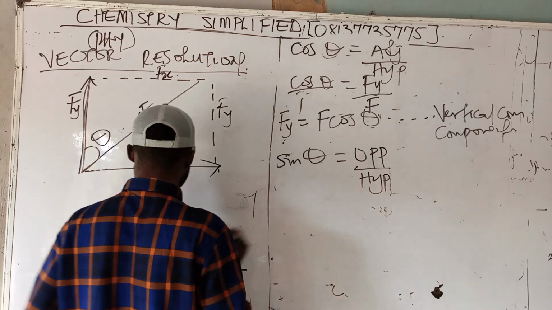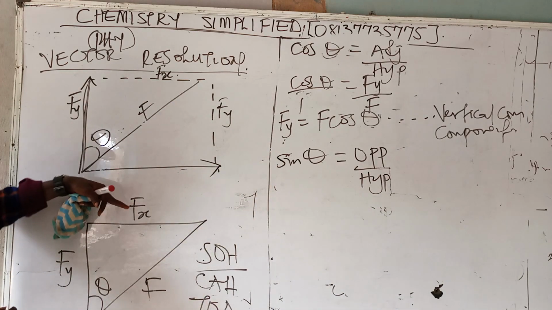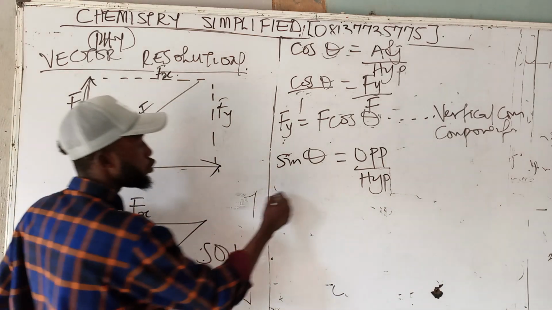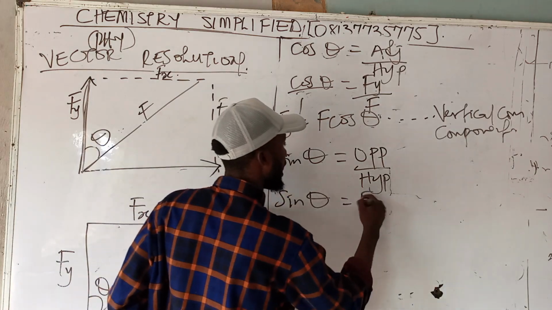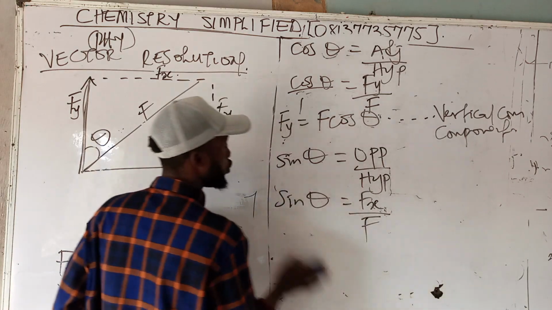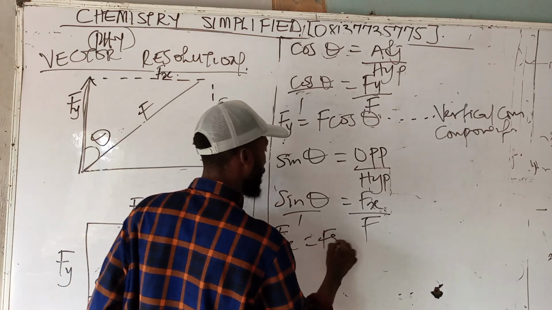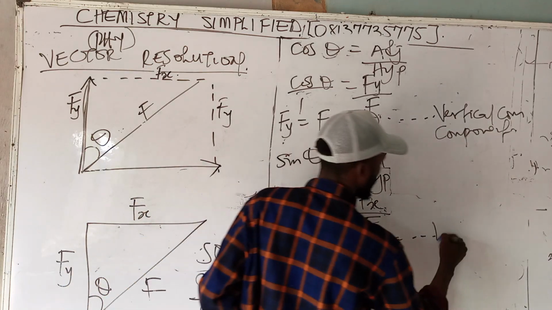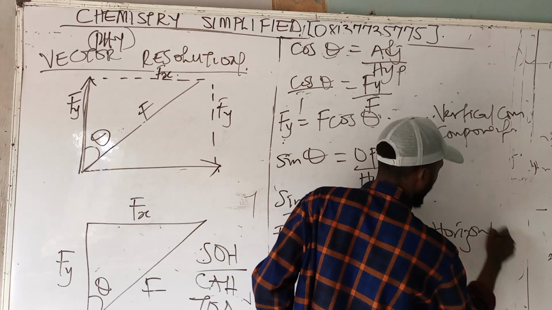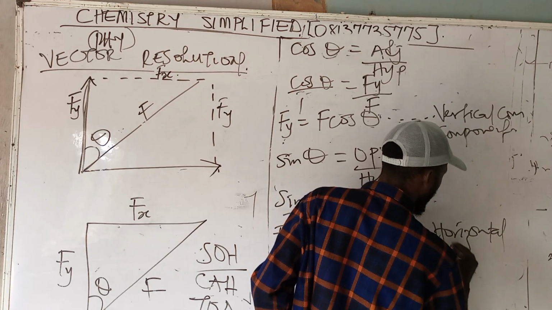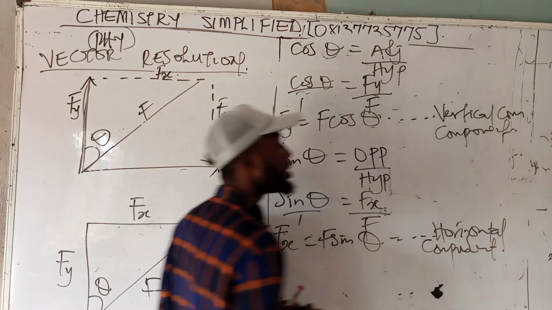What's our opposite? Opposite is Fx, the side facing the angle. So we have sine of theta equal to Fx over F. If you cross multiply, we have Fx equal to F sin theta. That's the horizontal component. You can see, right?